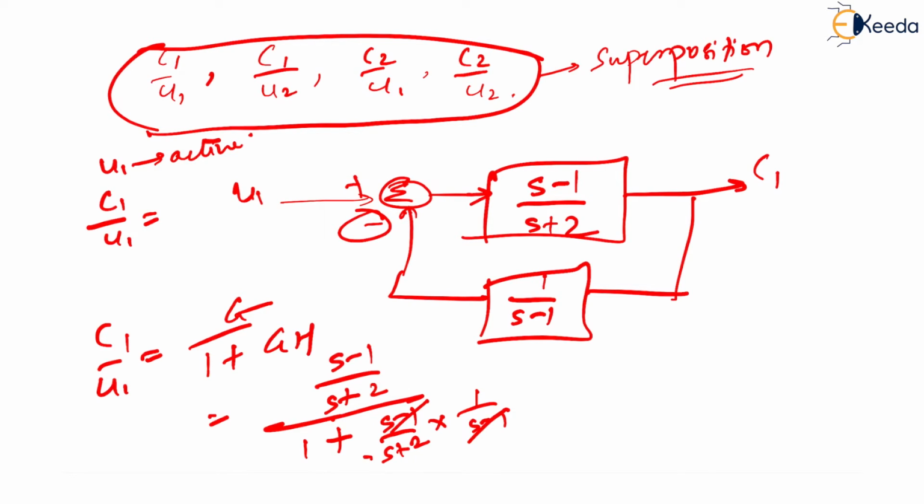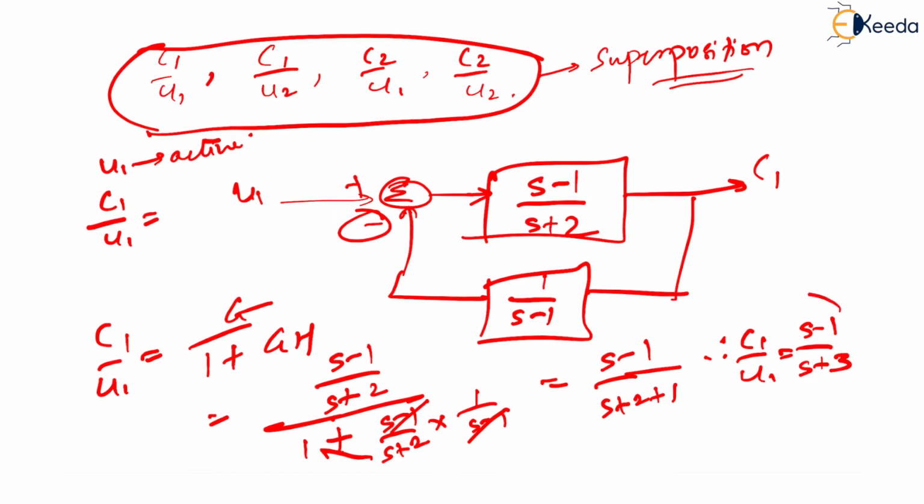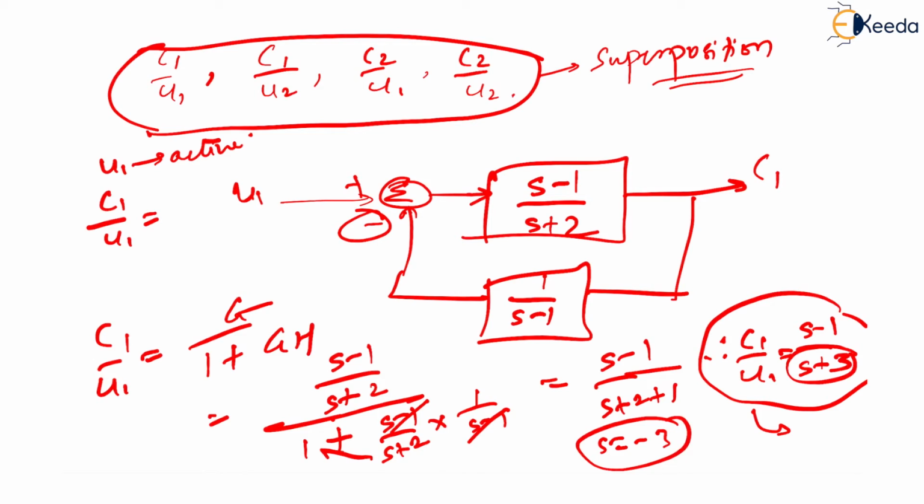So S minus 1 will get cancelled. This S plus 2 will become S plus 2 plus 1, and this S plus 2 will again get cancelled. So at the end, what do you get? C1 by U1 is equal to S minus 1 upon S plus 3, right? What does this mean? Is it a stable system? Yes, definitely. Why? Because the pole is on the left half of S plane. Pole is S equal to minus 3, which means it lies on the left half of S plane. So this is stable. Correct?